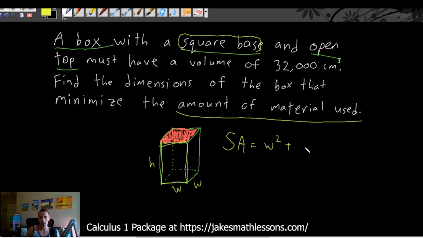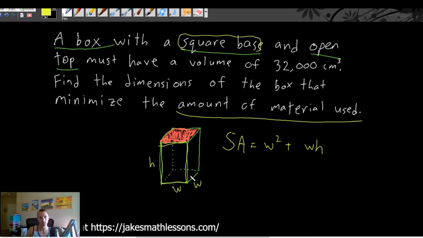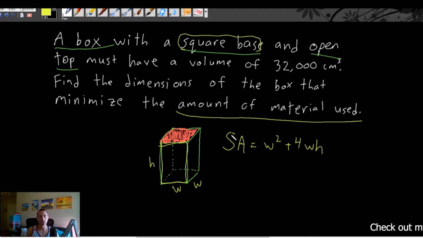So we're going to have plus W times H. Now that's just one of the four sides. We have four of these sides. So 4 times W times H is going to be the total surface area of this whole box. And again, we don't have a top, so we don't have to worry about that face. So these 5 faces are going to add up to this surface area. So this is the equation that we need to optimize.